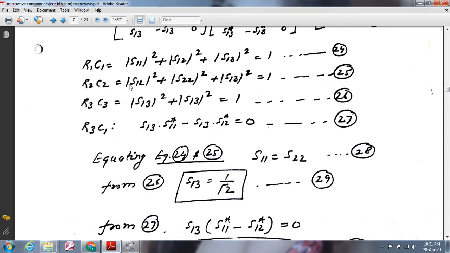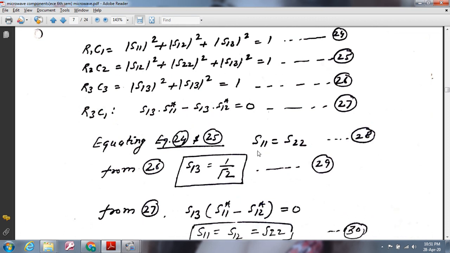This is equation number 25. By equating this, we get S11 equals S22. This can be seen: only two elements here, S11 square and here S22. They are equal, so S11 will be equal to S22.